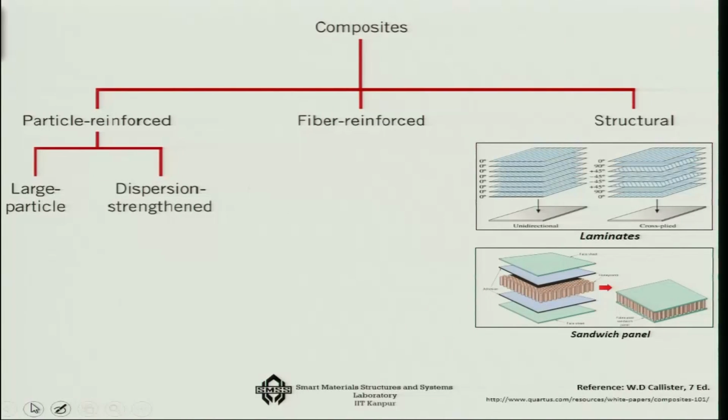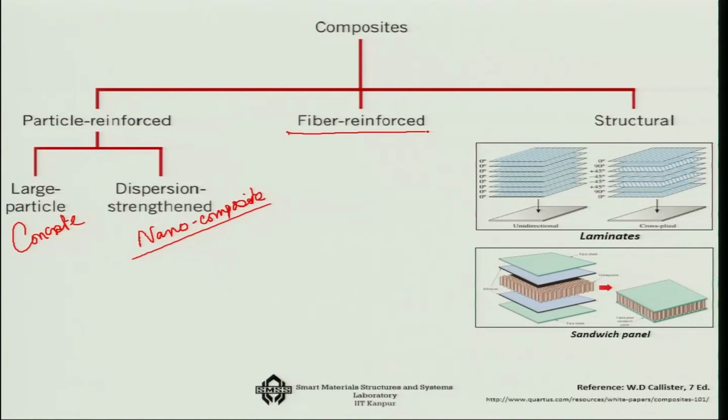So, let us divide the composites then into three parts. One part is the particle reinforced part, and this particle reinforcement could be large particle, something like concrete, or could be dispersion strengthened, something like nanocomposites, where the particles are so small that you need special measures to actually disperse them inside the matrix, and you get wonderful results out of it. The other type of composites are fiber reinforced composites. Various fibers, you put them in a matrix to obtain a composite.